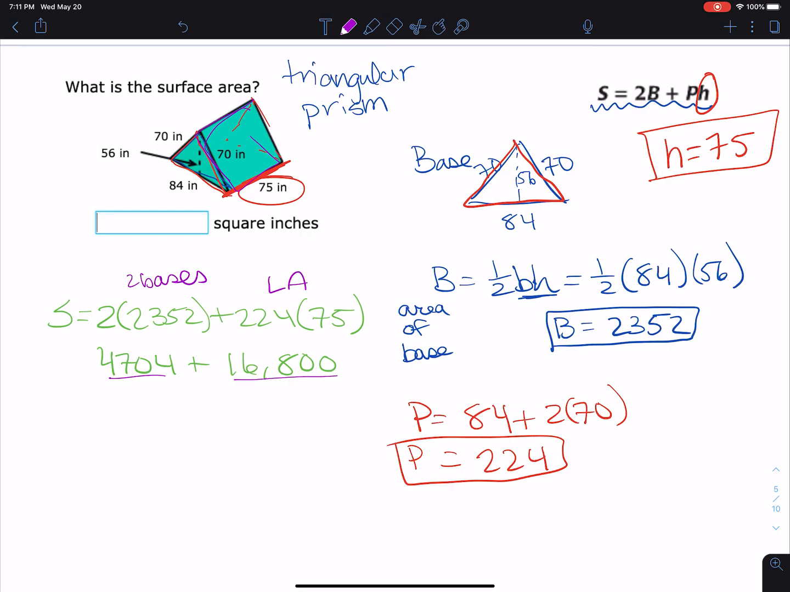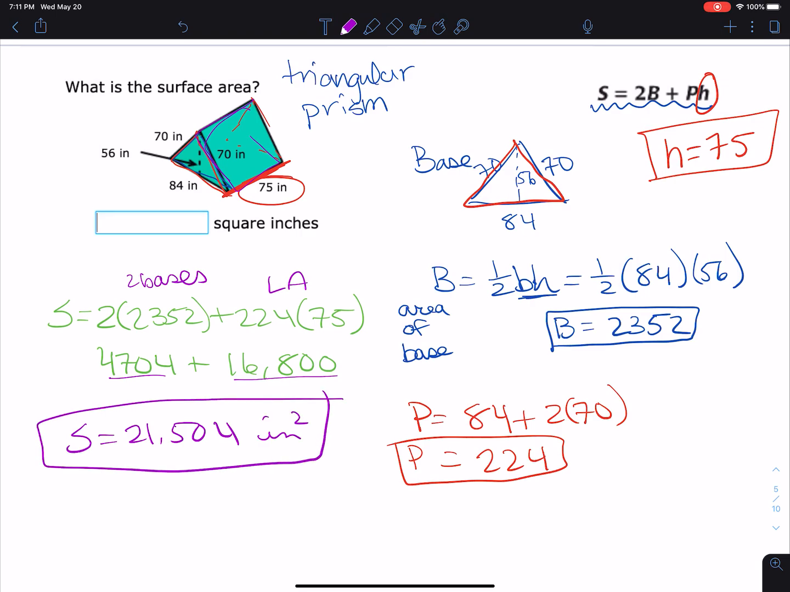16,800 plus 4704. Okay, so my surface area would be 21,504 inches squared. Okay, let's try another one.